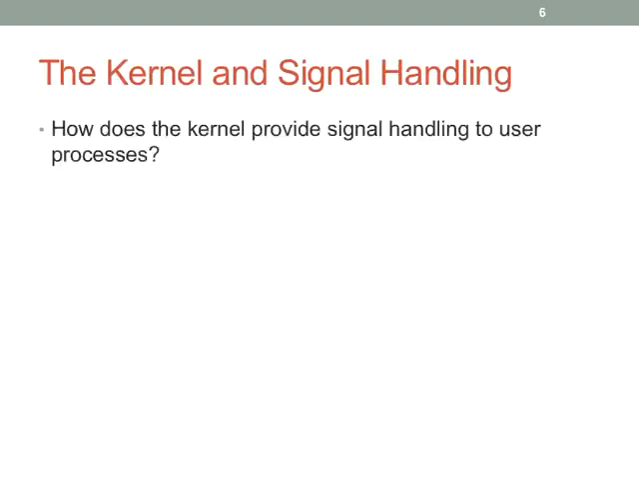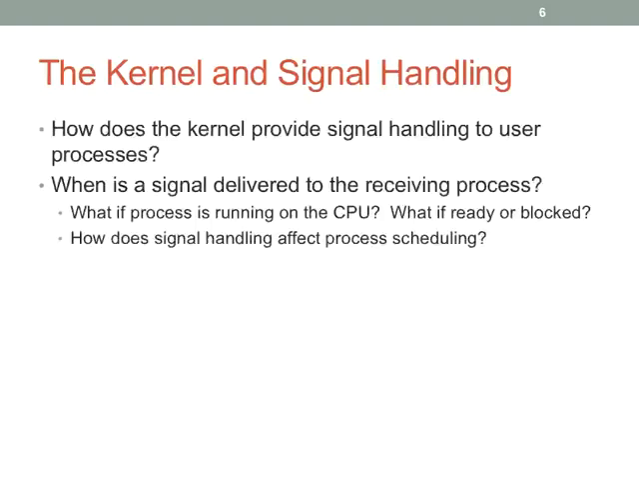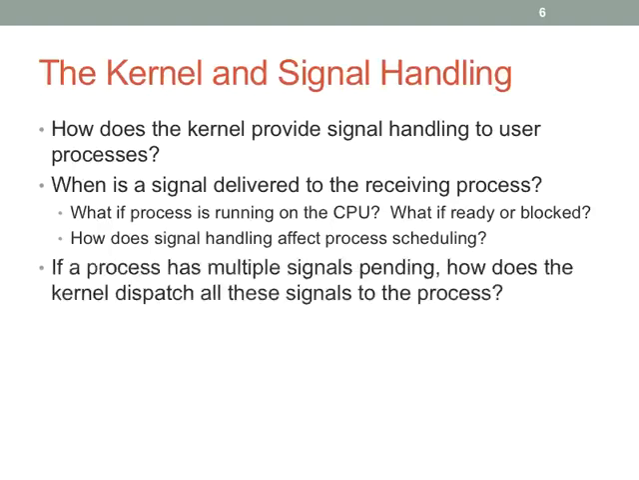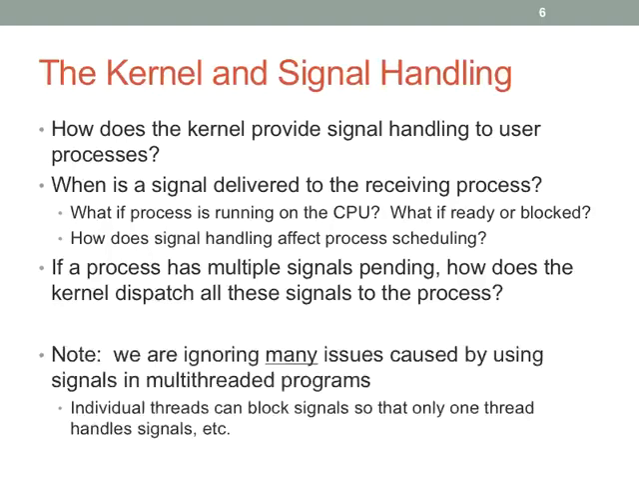So the real question I wanted to look at today is how does the kernel actually provide signal handling to user processes? And there's a number of questions to explore. One is, when do we actually deliver these signals? Because you could have a situation where the process is running, or it might be ready, or it might be blocked at any of these times when a signal is delivered. Remember, one process can send another process a signal, or the kernel can send a process a signal, and so forth. If I have multiple signals pending, how do I handle that situation? How do I make sure that all of these things are dispatched in a reasonable way?